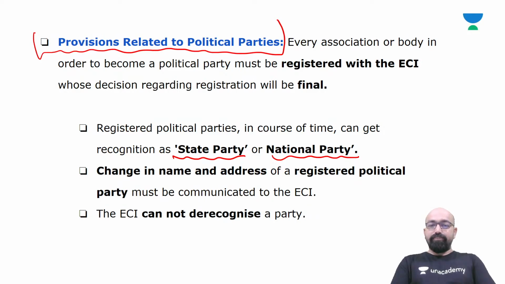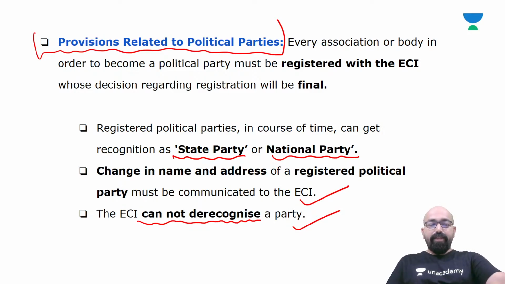Now, change in name and address of a registered political party must be communicated to the Election Commission of India. The Election Commission of India cannot derecognize a party. Yes. So these are the provisions related to political parties and their registration, which is mentioned in the RPA 1951.